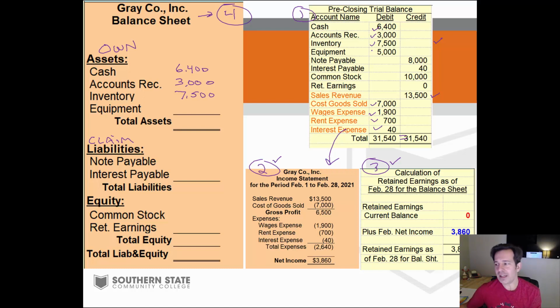It's the same idea here in accounting. You have one home. You can't have two different homes. You either live on the balance sheet or you live in the income statement. So equipment, $5,000.